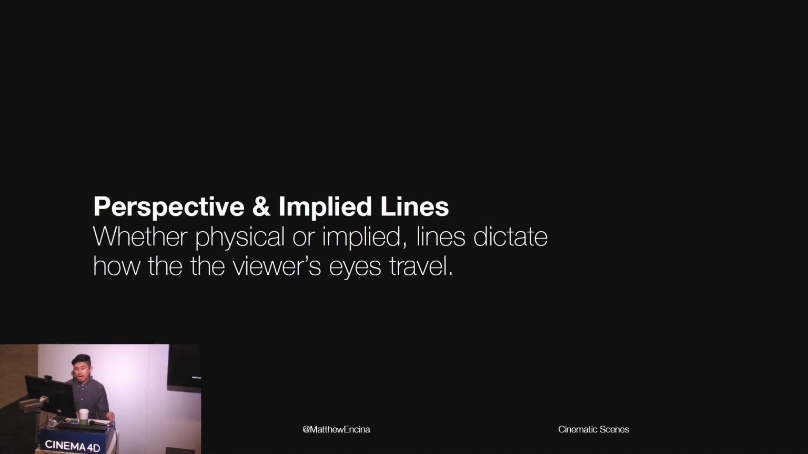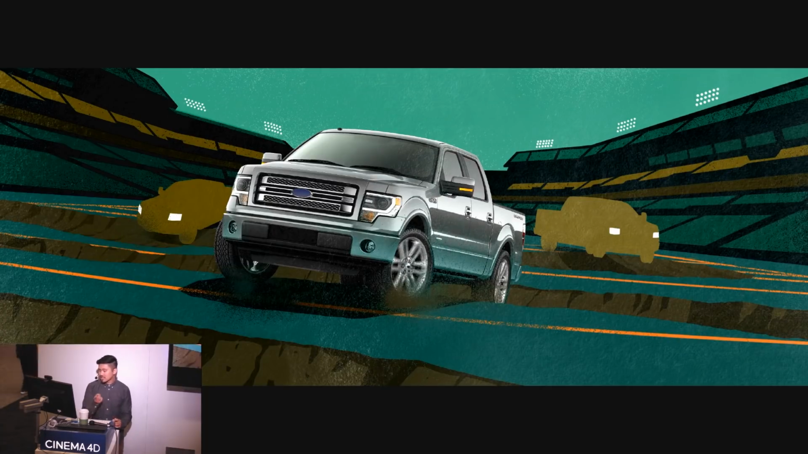So now let's talk about perspective and implied lines. These are things that are either physical or implied, and lines dictate how the viewer's eyes travel. So this is a style frame that we created for a pitch, and as you can see, the primary focus is this truck right at the center, and it's driving through this football field. But what's happening? Why are our eyes magnetized to this truck here in the center?